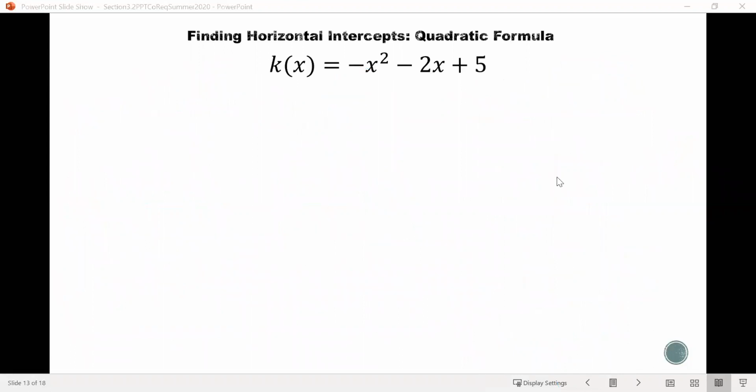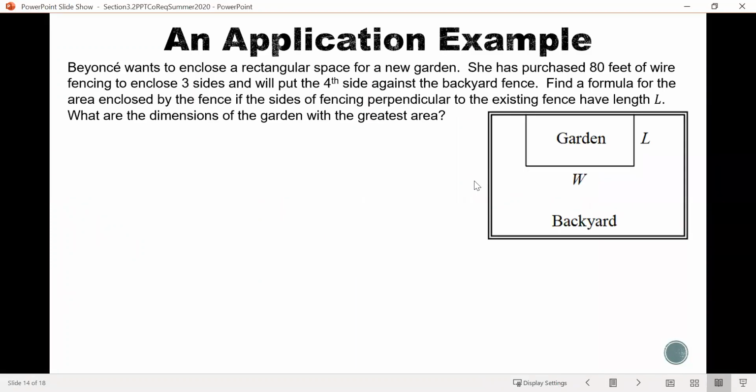Let's look at an application problem. And so our good friend Beyonce, which she is our good friend actually, she calls and checks in on how the class is going every week with me. She wants to enclose a new space for a garden. It's a rectangular space, and she's purchased 80 feet of wire fencing that she's going to need to enclose only 3 sides. Then the 4th side will be put against the backyard fence.